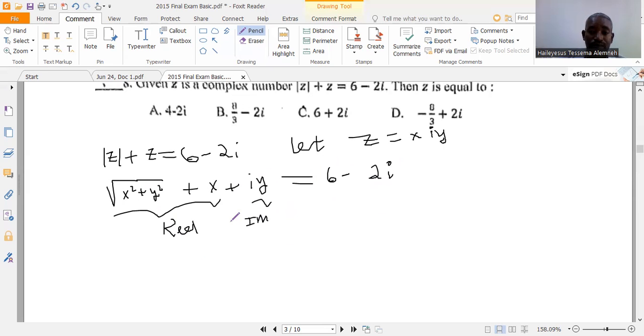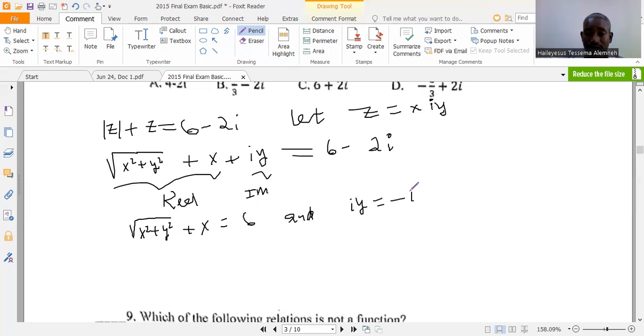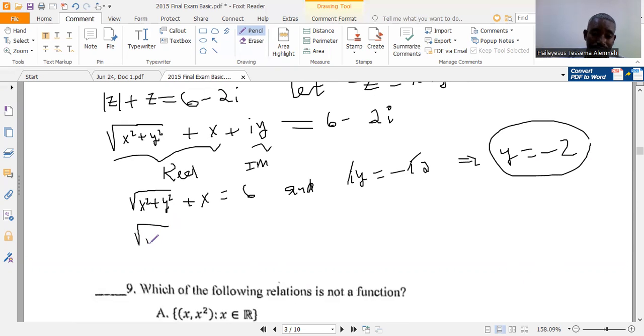Therefore, equating these two terms, you will get the square root of x squared plus y squared plus x is equal to 6, and iy is equal to minus 2i. Cancelling the i terms, y is equal to minus 2. Now substituting y equal to minus 2 in this equation, we get the square root of x squared plus 4 plus x is equal to 6.